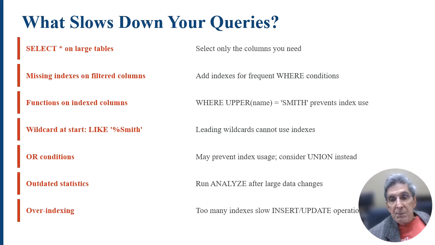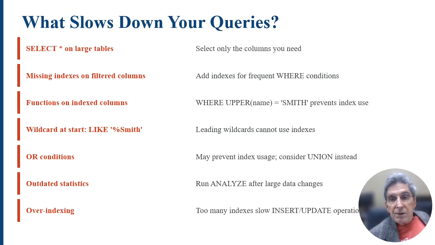OR conditions can sometimes prevent index usage because Postgres may not be able to combine two separate index lookups efficiently. In some cases, rewriting the query as a union of two simpler queries, each of which can use an index, might perform much better.